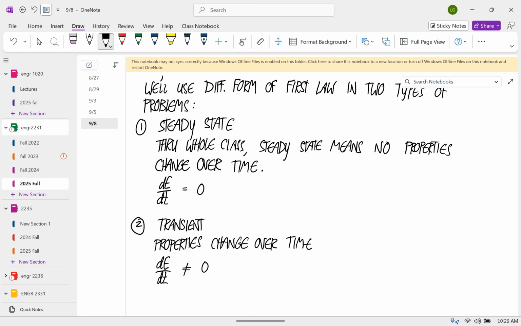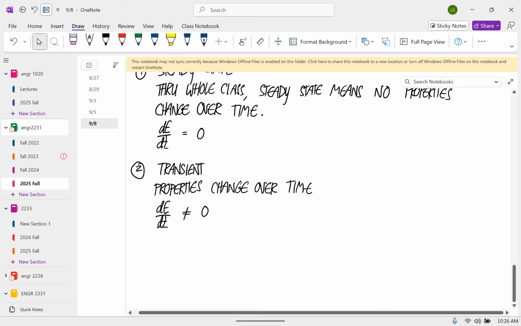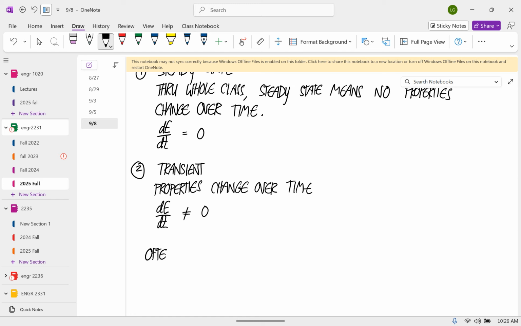This isn't the only reason that we're going to use the differential form of the first law, but one of the major reasons we'll use it. So often, the differential form of the first law is going to be used with heat transfer equations.